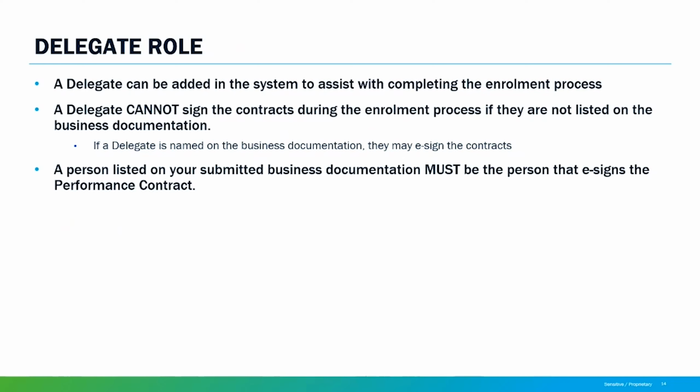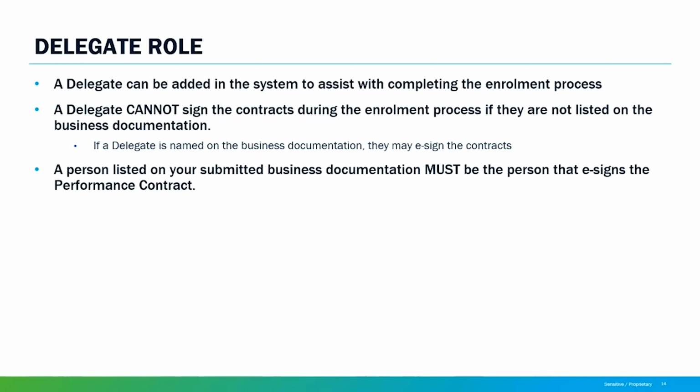Please note that although a delegate can assist with completing the application, they are not able to electronically sign the contracts unless they are also listed on your business documentation. So for example, you can add someone as a delegate who assists with the day-to-day operations of your business, and they may not be listed on your business documentation.